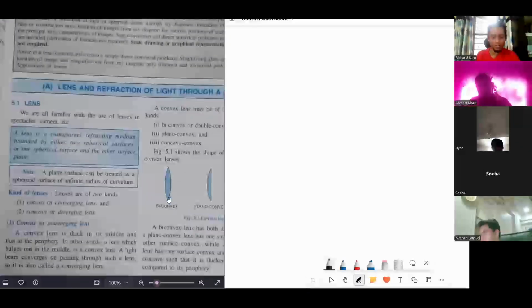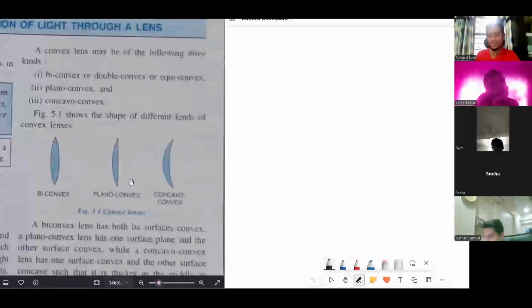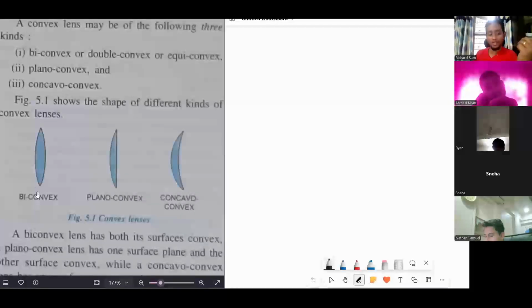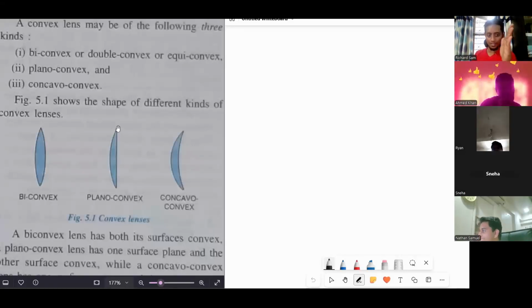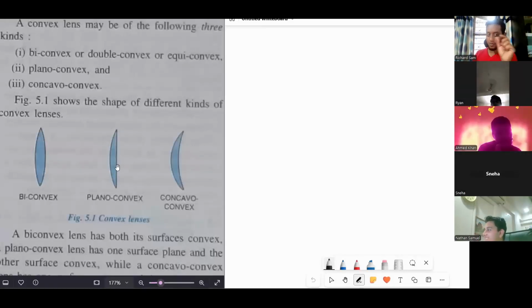Now, what does a convex lens do? Before that, there are three types of convex lenses. Biconvex means both sides bulge outward. Plano-convex means one side bulges outward and the other side is flat, but overall the middle portion is thicker. Concavo-convex means one side looks concave and the other side looks convex, but it's still a convex lens. Why? Because the middle portion is thicker than the borders.